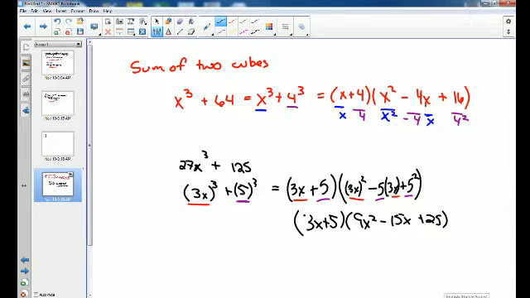Gonna move on, or are you done writing? So, sum of two cubes. Identify it. Identify the terms. Put them in the right spot.